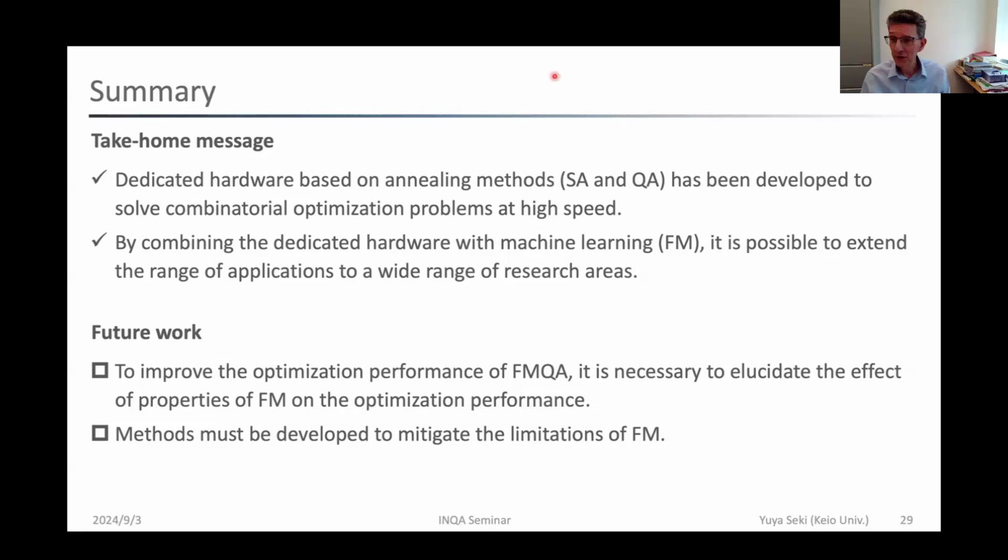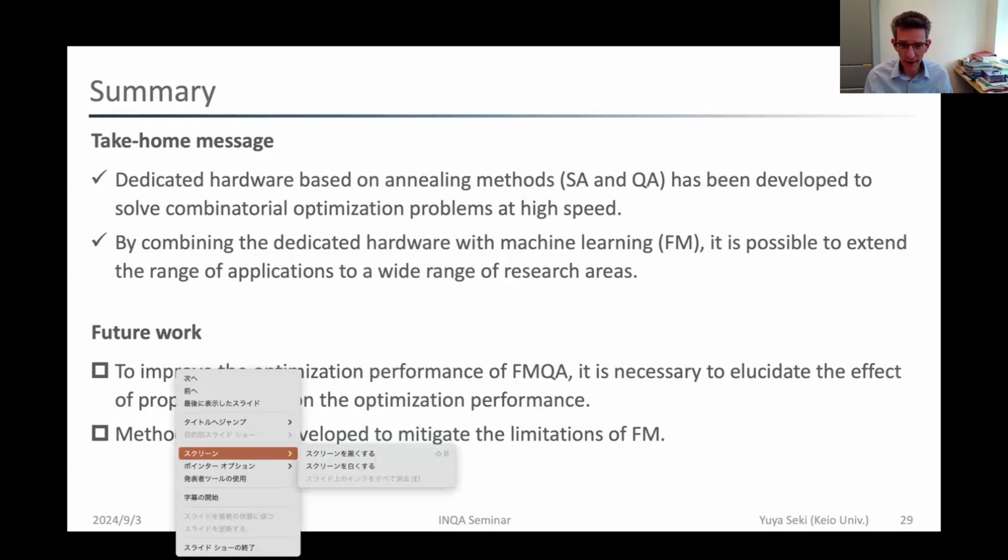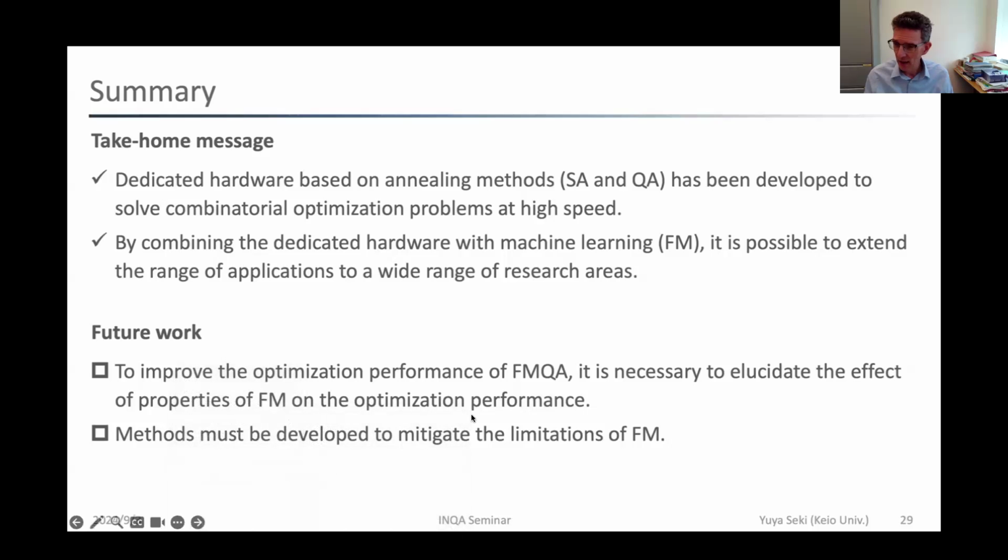Very good. Thank you very much, Yuya. That's a very interesting presentation. And I'm now happy to open it up for questions. So if anybody has a question, either raise your hand or just unmute and speak up, please.